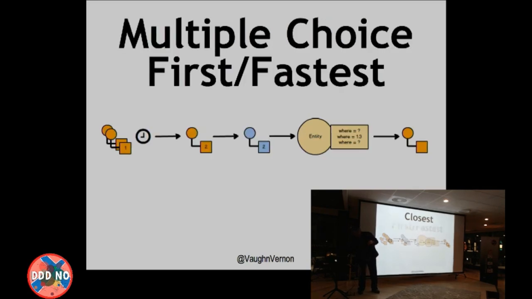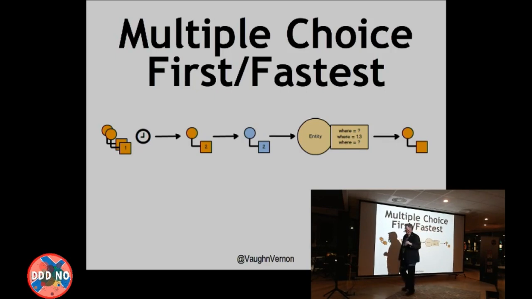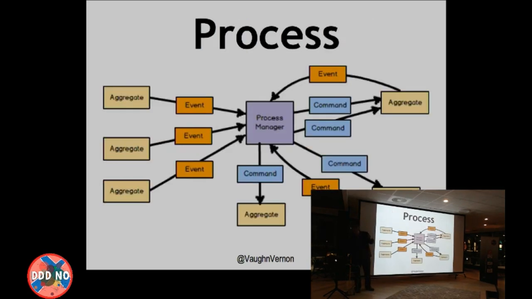And then also the multiple choice, as in the first, the fastest, right? I don't care. Two showed up first. It's close enough. Let's use that one, right? So the one that's 1.3 could be better than that, but hey, they're ready to roll. Let's go with that one.